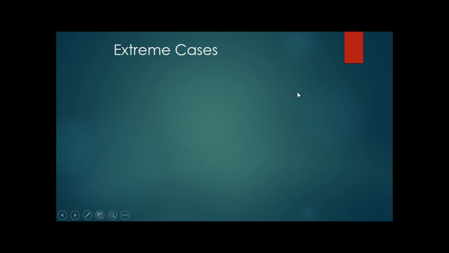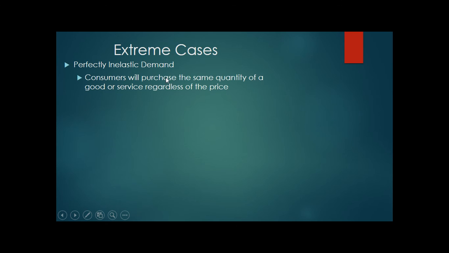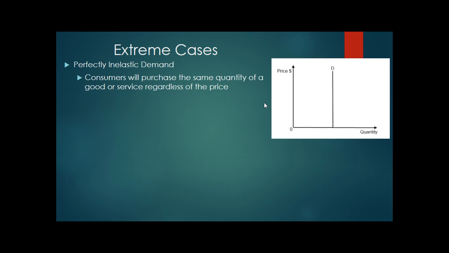Next, we're looking at a couple of extreme cases. We're looking at perfectly inelastic demand. Consumers will purchase the same quantity of goods or services regardless of the price. This is going to be represented by a vertical line. No matter what the price changes, it doesn't matter. People are still buying the same amount exactly.